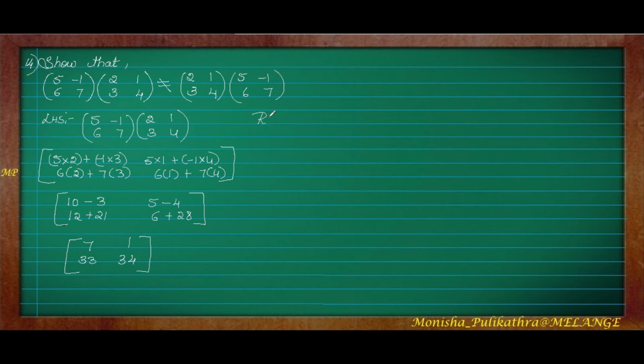So let us move on to the RHS side. So it is [2, 1; 3, 4] and [5, minus 1; 6, 7]. So first row with the first column, 2 into 5 plus 1 into 6. Again 2 into minus 1 plus 1 into 7. Second row with the first column, 3 into 5 plus 4 into 6. 3 into minus 1 plus 4 into 7.